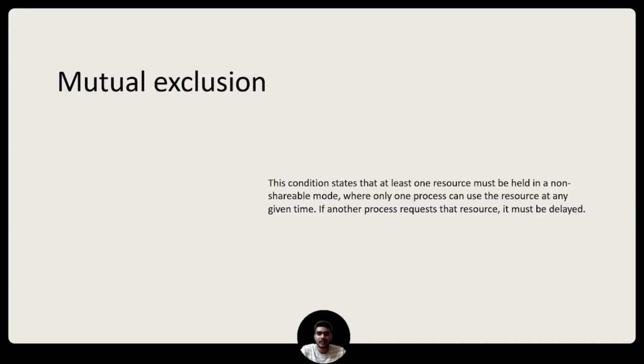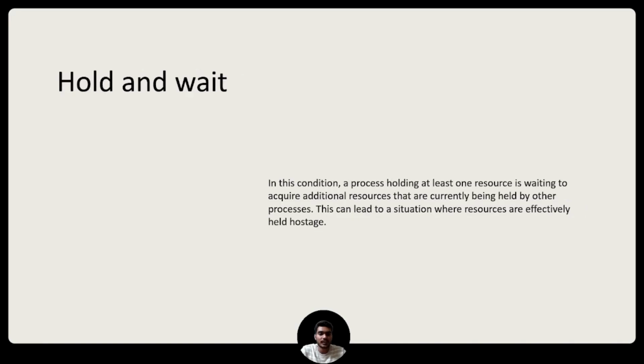Conditions. Mutual exclusion. This condition states that at least one resource must be held in a non-shareable mode, where only one process can use the resource at any given time. If another process requests that resource, it must be delayed.